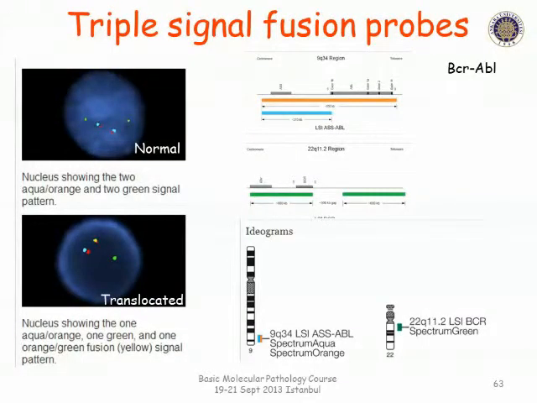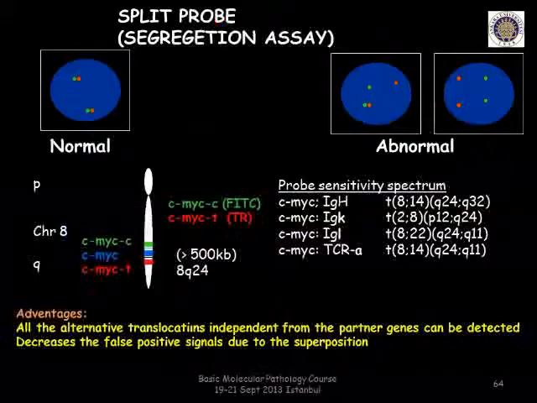There are some triple signal fusion probes in the market which are sensitive. If you have the breaking parts of the translocation, if it is a very large sequence, then in order to specify it, you need to have several probes. So these probes are designed, for example, for BCR-ABL, you may find some triple fusion probes.